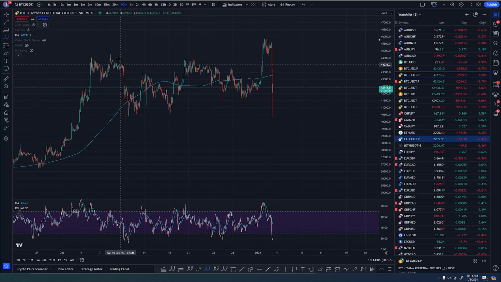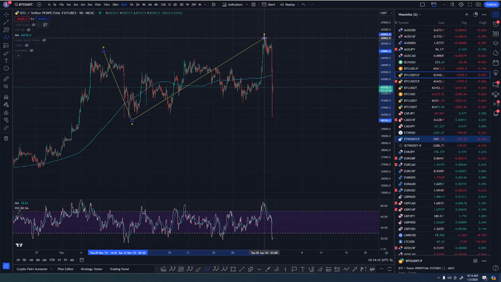But basically what's going on now is that we have a three-wave pattern here. We have an A wave. We have a three-wave move, that's a WXY B wave. And now we have our C wave.